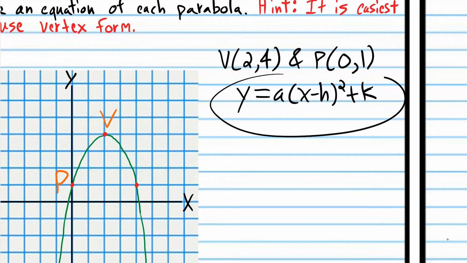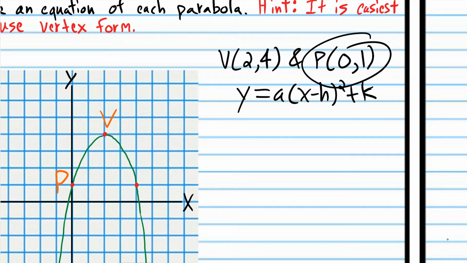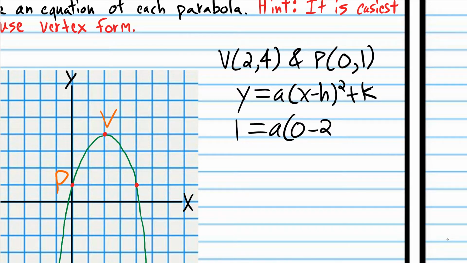We're going to rewrite this equation, but we're going to plug in the y value of our point over here for y, the x value of our point over here for x, and then, of course, h is just the x value of the vertex, that's 2. And k is the y value of the vertex. So I'm going to color that. And now all we have to do is solve for a.